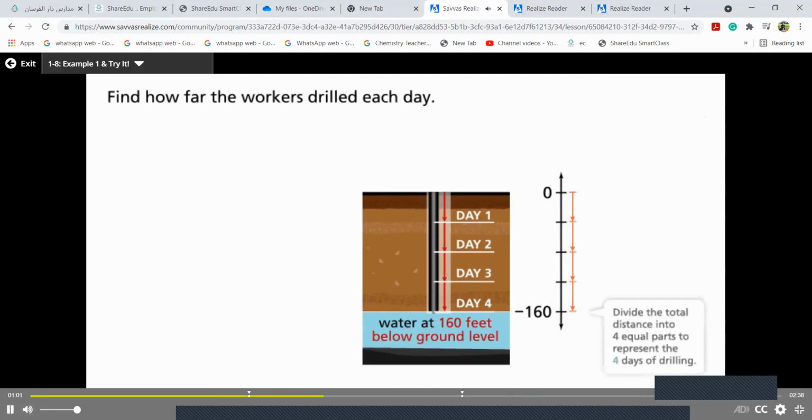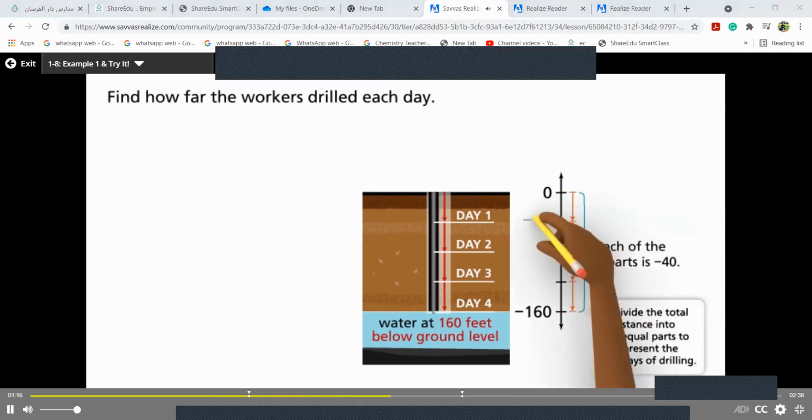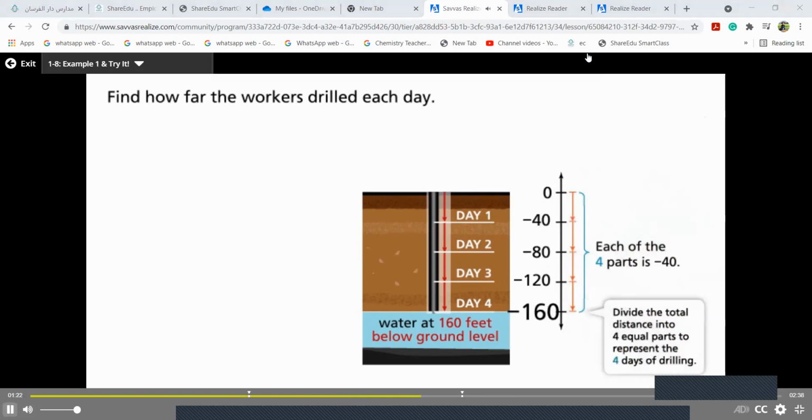Each day, divide the total distance into equal parts to represent the days of drilling. The location of the bottom of the hole changed negative 40 feet, or 40 feet lower each day. Negative 40, negative 80, negative 120, and negative 160.